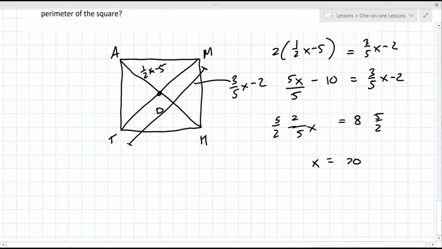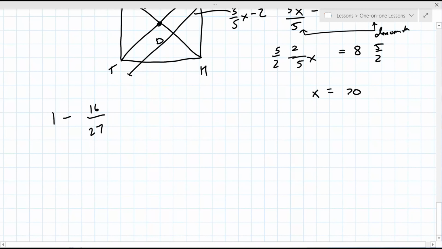Yeah, that makes no sense to me. Where did you get the 5x over 5 from? I want to match the denominator here. It's an advanced technique, but it just saves you time. You always want to make 1 the same number over the same number. Like if I asked you to do 1 minus 16 over 27, you want to train yourself to realize, oh, this 1 is really 27 over 27 minus 16 over 27.